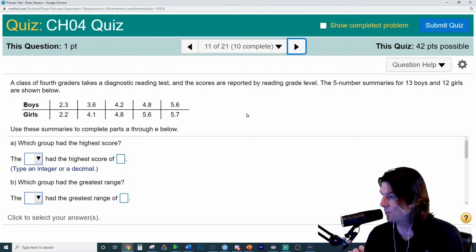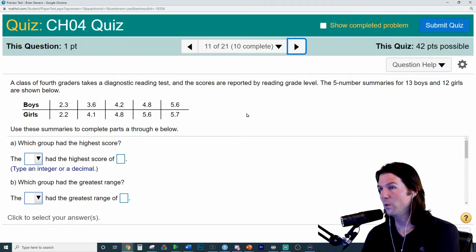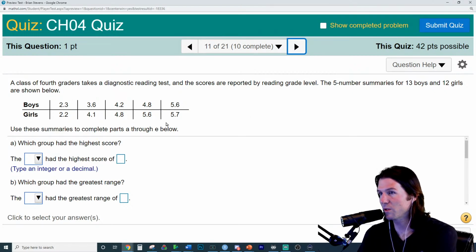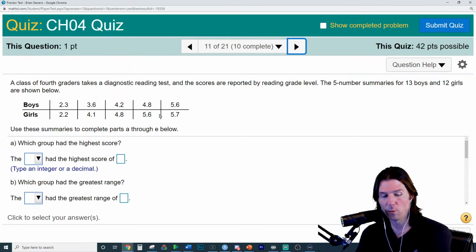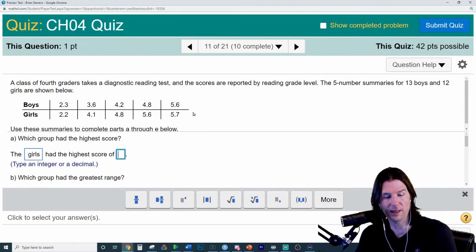This one, some people get this one wrong. Let me explain why, because this one's going to get tricky at the end. Which group had the highest score? This is the 5-number summary of the groups, boys or girls, for some sort of test out of 6 points maybe. Which group had the highest score? Pretty easy on this. It would be girls, and girls had the 5.7 right here.